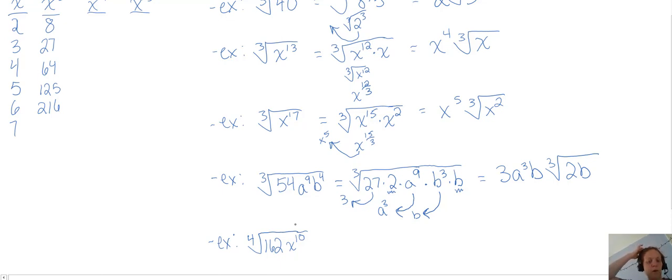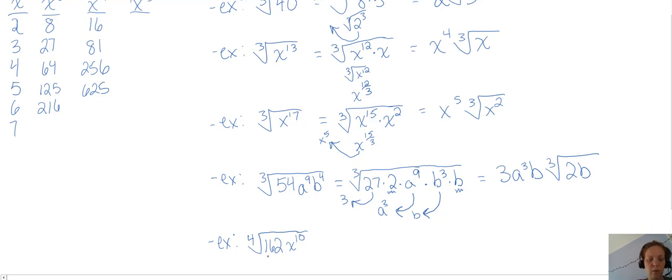So if I'm looking at a 4th root, I want to break this down to numbers that are perfect fourths, so some number to the 4th power. 2 to the 4th power is 16. 3 to the 4th power is 81. 4 to the 4th power is 256. And you can keep going. 625 is the next one. But usually it's going to be one of these numbers.